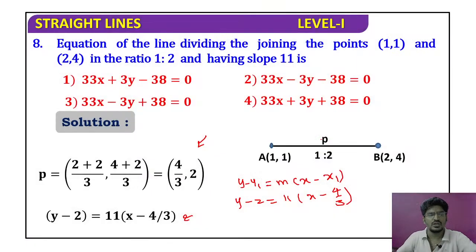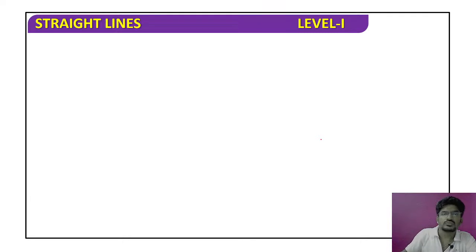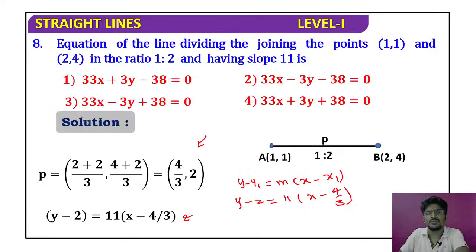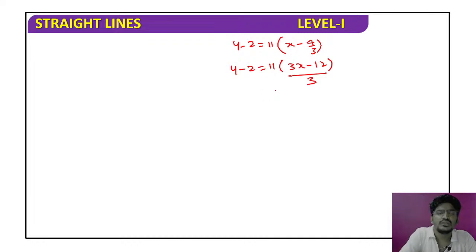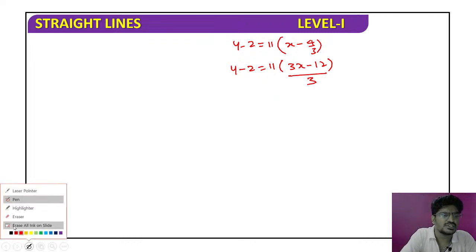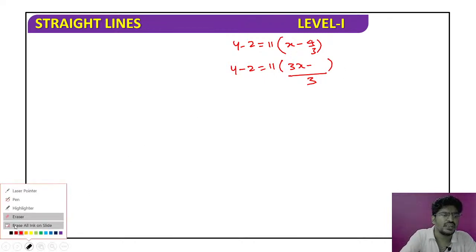Okay, so now we have to solve that equation, that is y minus 2 equals 11 into x minus 4 by 3. Simplifying this, take LCM. 11 into 3x minus 4 divided by 3, taking LCM. 3x minus 4, not 12, 3x minus 4. This is 3x minus 4 divided by 3.